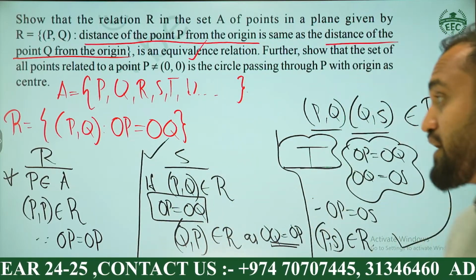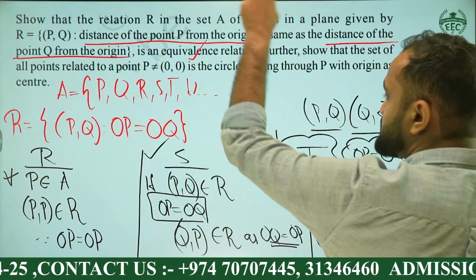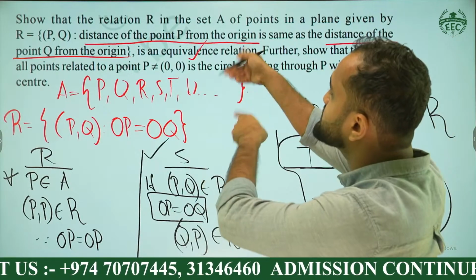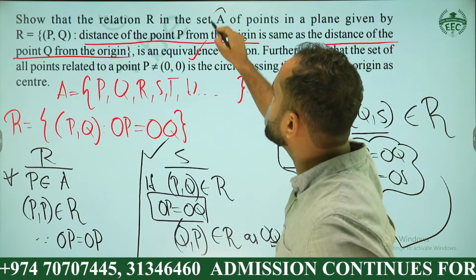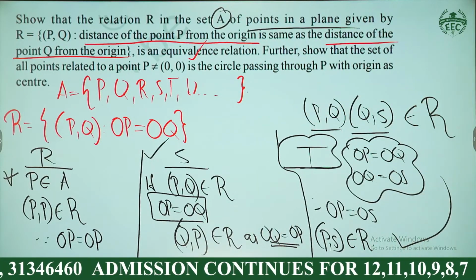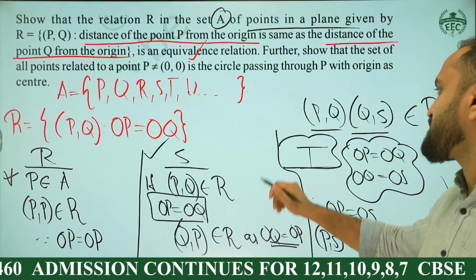Got the rule? The conditions for reflexivity, symmetry, and transitivity are satisfied by this relation R that is defined on the set of all points in the XY plane. Clear? Any doubts, people?